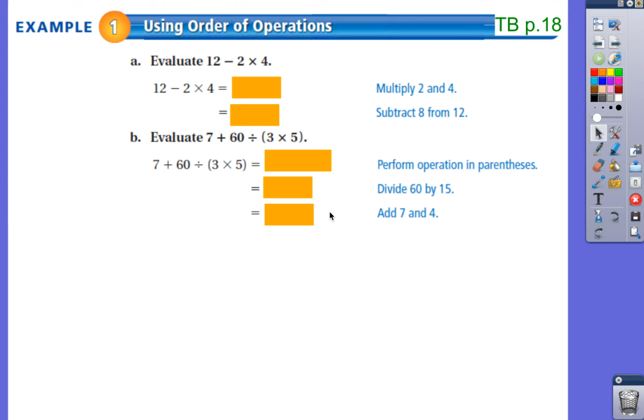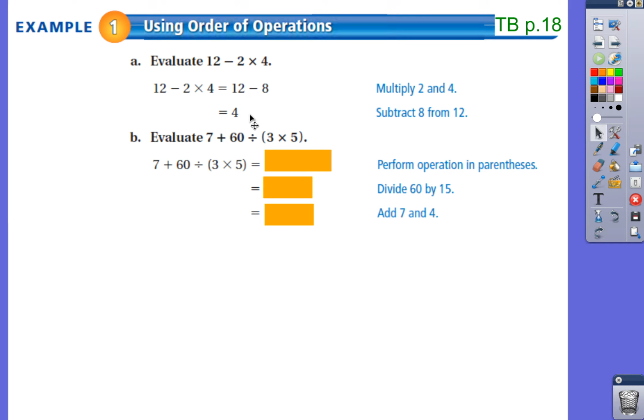First question asks you to evaluate 12 minus 2 times 4. Now, we know with order of operations between subtraction and multiplication, we have to do the multiplication first. So, when we multiply 2 times 4, we get 8. Our new math problem then is 12 minus 8. Next step is to do the subtraction. 12 minus 8 gives me an answer of 4.